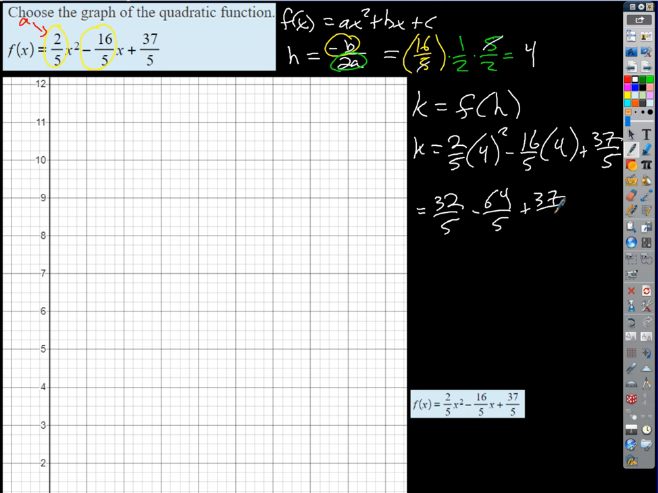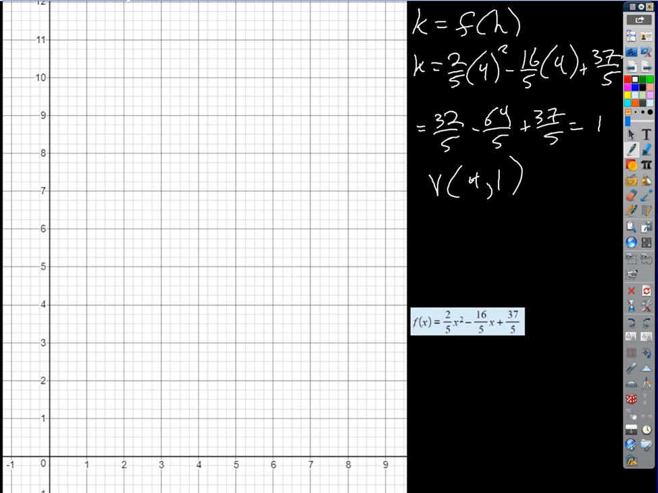plus 37/5. Well, 32 and 37 is 69, minus 64 is 5. So I get 5/5, which is 1, right? So if k is 1 and h is 4, my vertex has the coordinates 4, 1, okay? And I know that, so I'm going to go over to the point 4, 1 for my vertex. So over 4 and up 1.